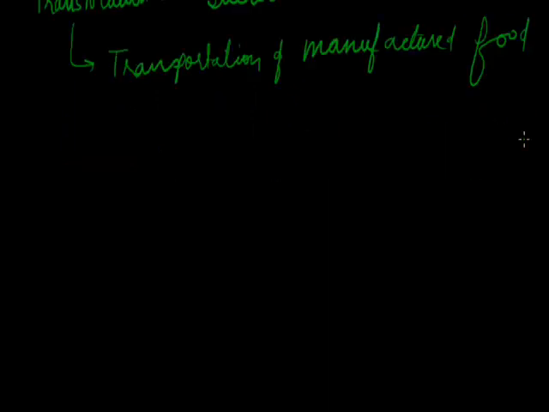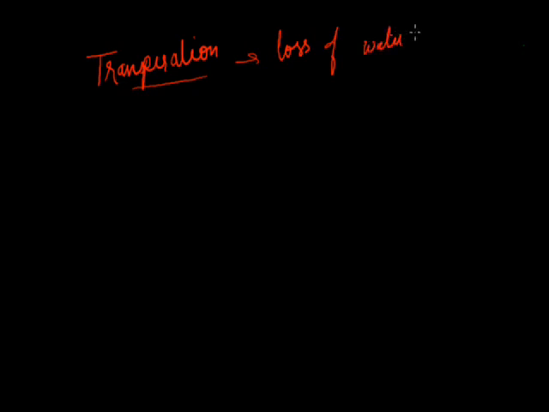Transportation of manufactured food is called as translocation. There is one more term that is called as transpiration. Now, most of the water absorbed is lost through the aerial parts of plant into air by a process that is called as transpiration. That is, what is transpiration now? It is the loss of water through aerial parts of the plant.